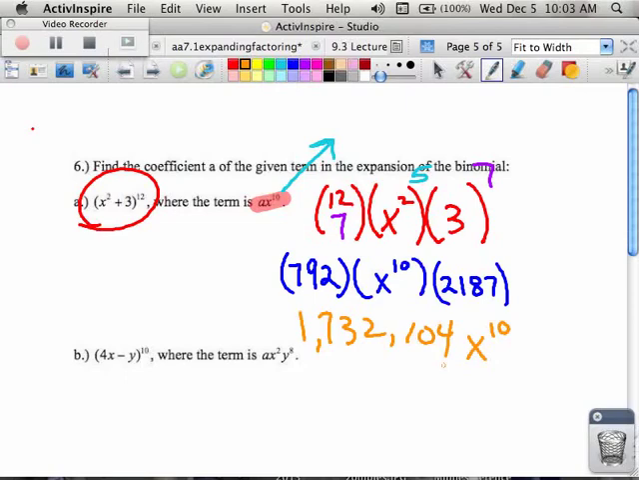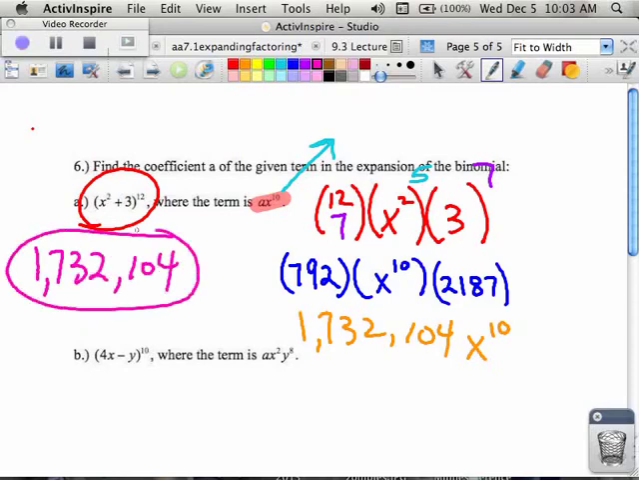And so it said, find the coefficient a. Did I write down the correct answer? Yes. No, I did not. The answer is 1,732,104. On your test, I guarantee you there's going to be somebody in here who does not read the directions and writes down the orange stuff instead of just the pink. Pay attention to what the directions are telling you to do.